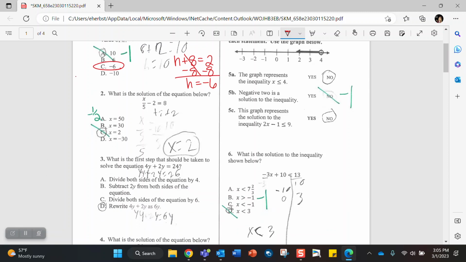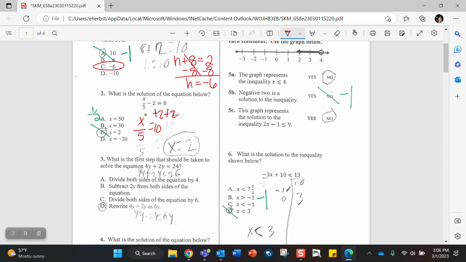In question 2, it says, what's the solution of the equation below? So in this one, he did get partial credit because he did do the first part right. He added 2 to both sides. So you can see that here he wrote plus 2 and then plus 2, and then he wrote x over 5 equals 10. So far, everything's correct. However, in his next step, he divided both sides by 10.